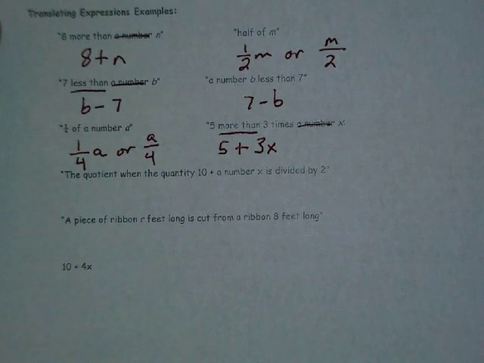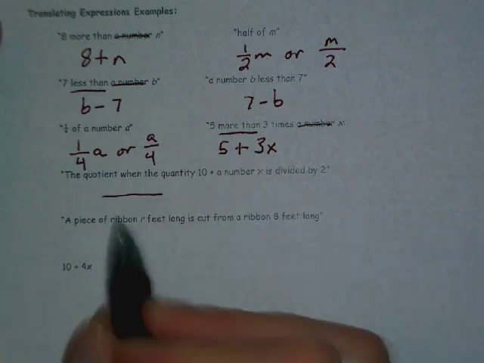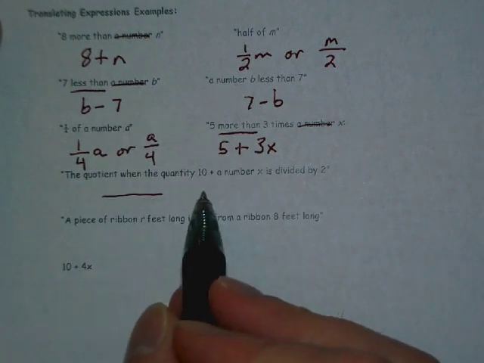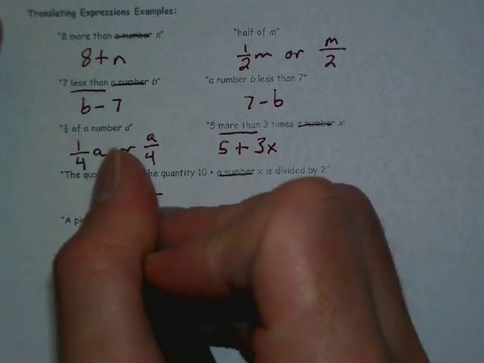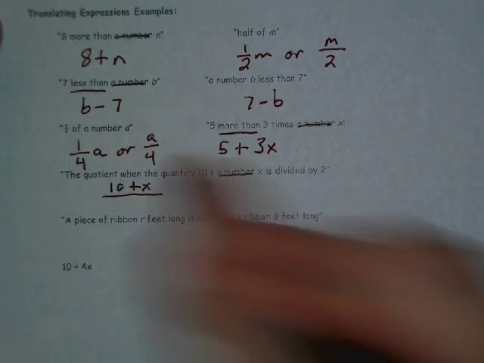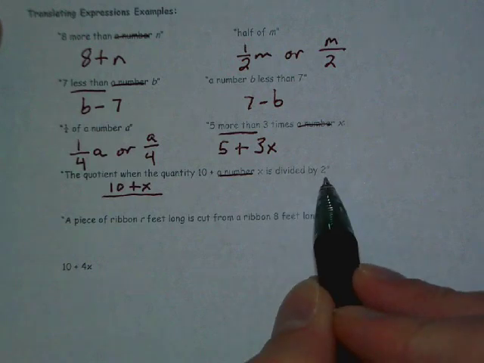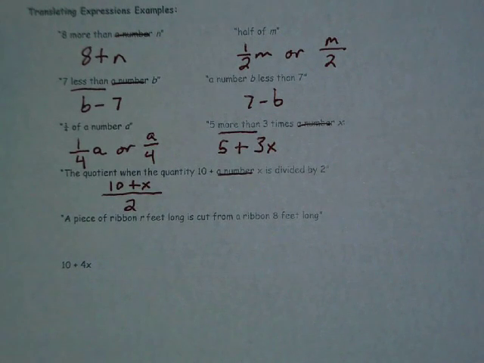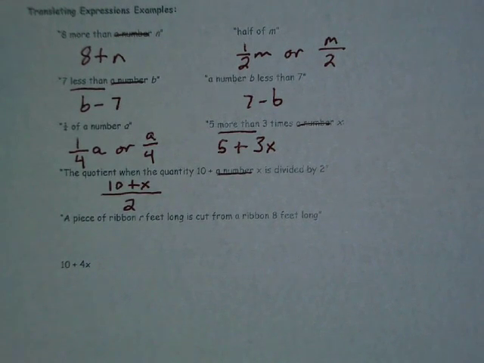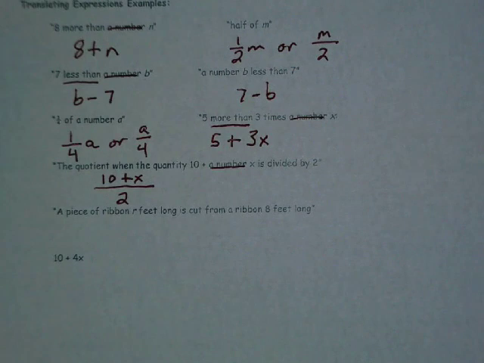The next one tells us the quotient. What does quotient tell you to do? Divide, yeah. So we know we're dividing something. The quotient when the quantity 10 plus a number x, so they're telling you to take 10 plus x, is divided by 2. So that becomes 10 plus x divided by 2.